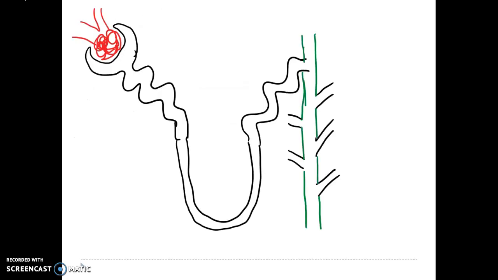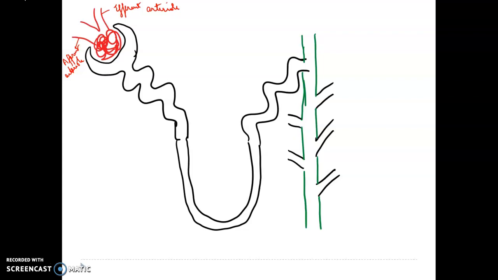So here we are looking into the nephron. And if you look at the red structure, this is the afferent arteriole and this is the efferent arteriole. We know this. Now, I want you to notice one thing. Do you see how the afferent arteriole has a wider diameter as compared to the efferent arteriole?